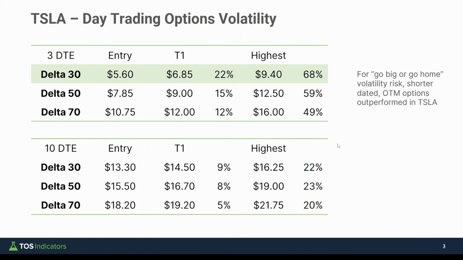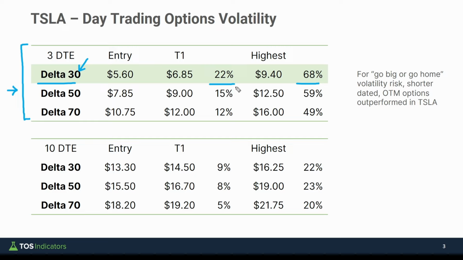Now with that, let's get to the options table, and I'll reveal everything right off the bat, but let's go through this step by step. The first table is our 3 days to expiration table. These are the closer dated options, and here what I noticed is the liquidity was better and the volume was better. Now, specifically inside of the 3 days to expiration, it was the Delta 30s which stood out to me. Not only were these the most liquid, but they also moved the most.